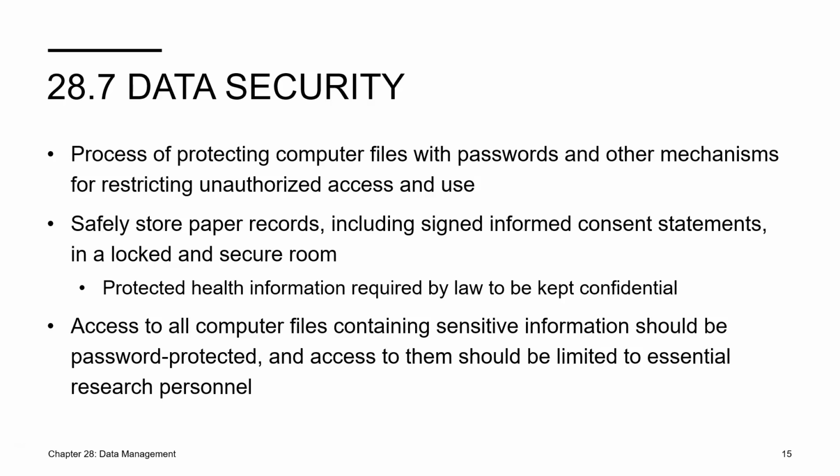Then section 20.7 goes over data security, and so this is really making sure that health information is protected and making sure that any survey responses remain anonymous, private, secure, confidential. And this is really the process of protecting any files with passwords or other mechanisms for restricting access. So if you have identifying information, you have to make sure that you password protect it. If you have paper records, you want to make sure that those are safely stored. And if you have any sort of signed informed consent statements, they need to be locked and kept confidential by law.